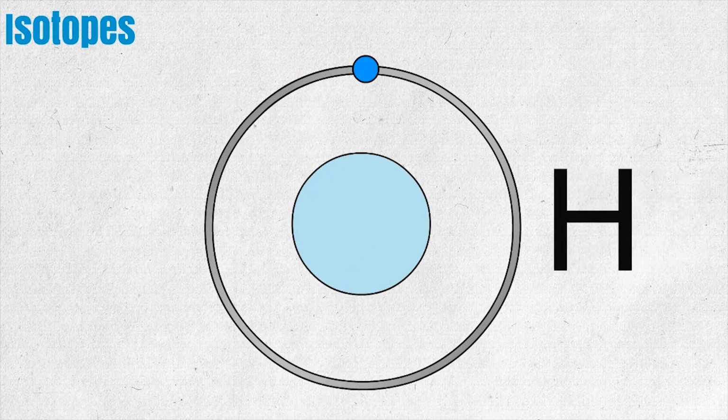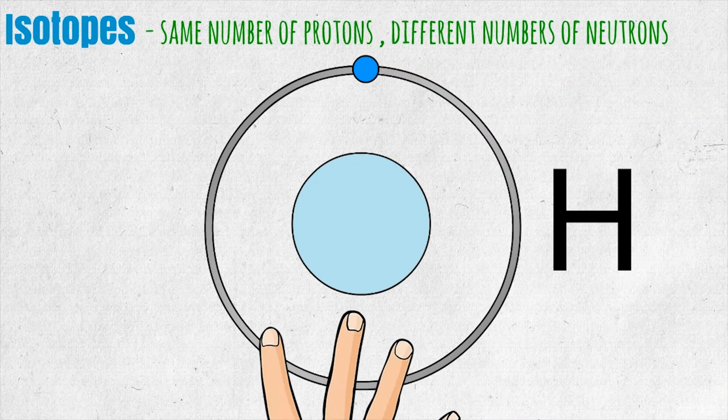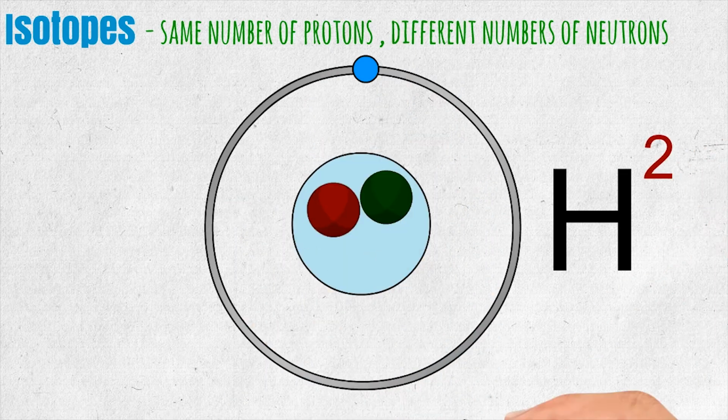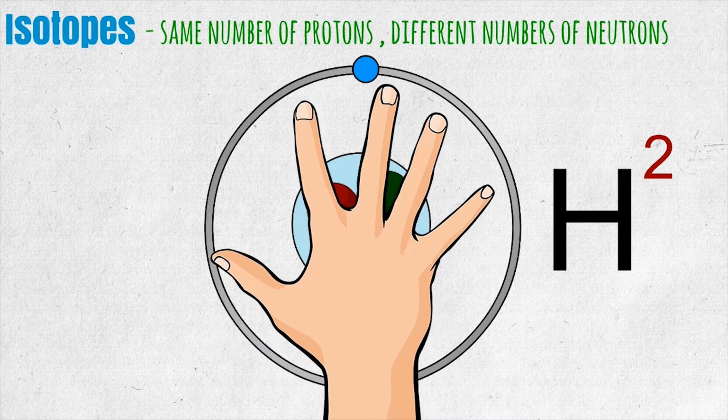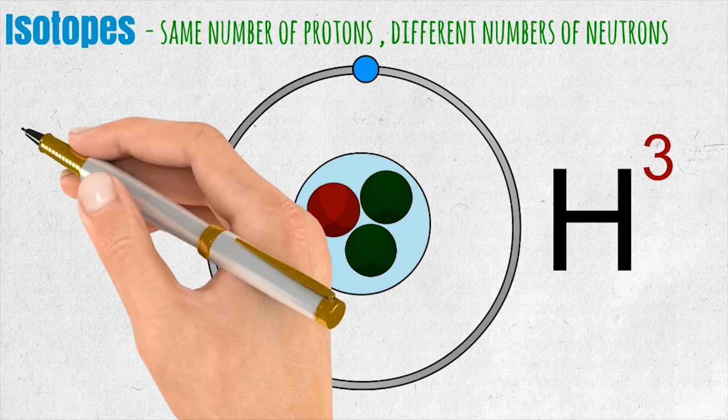Isotopes are atoms of the same element that have the same number of protons but different numbers of neutrons. For example, hydrogen can exist with 1 proton and no neutron and therefore have a mass number of 1. Or it can exist with 1 proton and 1 neutron and therefore have a mass number of 2. It can also exist with 1 proton and 2 neutrons and therefore have a mass number of 3.